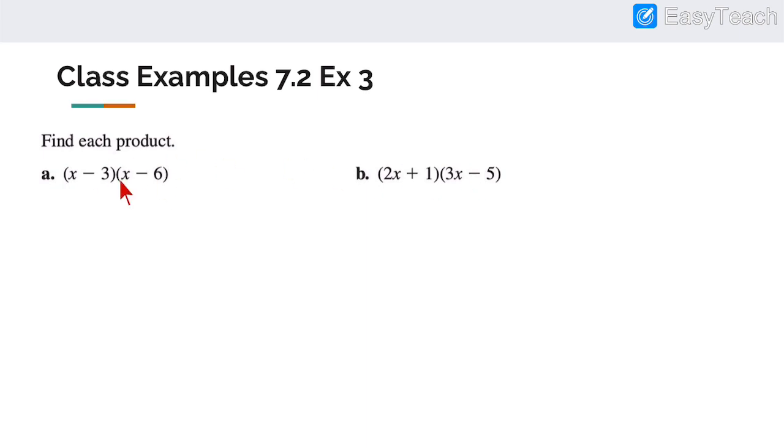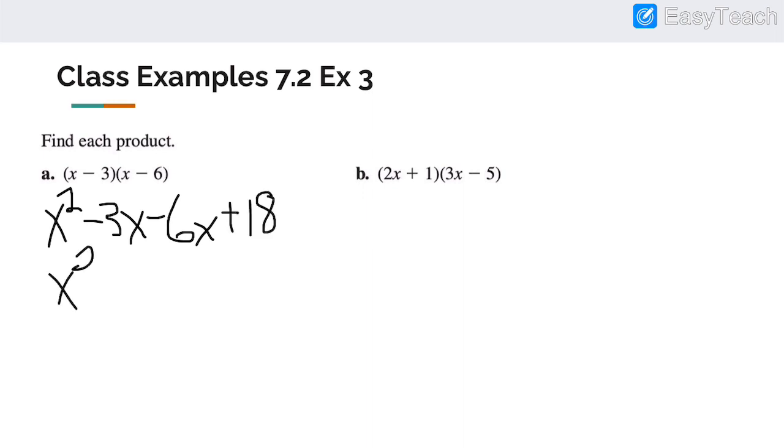We're going to continue on. The book talks about a FOIL method, but I just want you guys to distribute because that's going to be more efficient for all the problems we see. As you work through this problem, you get x times x is, again, x squared, negative 3x, negative 6x, and positive 18. This simplifies down to x squared minus 9x plus 18.